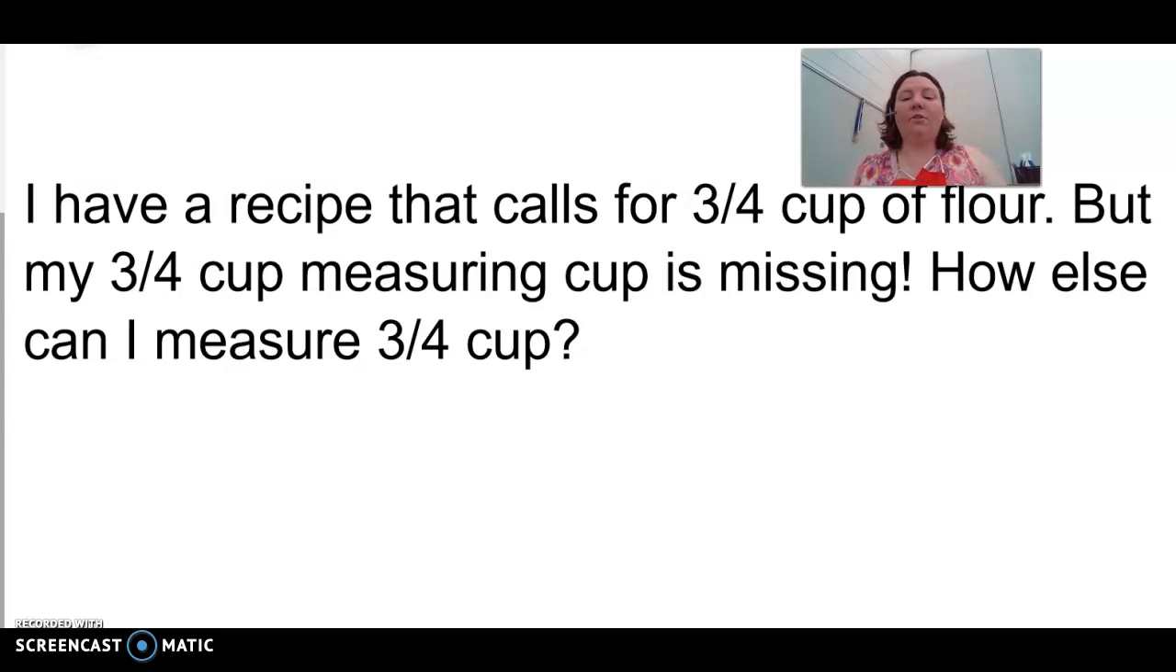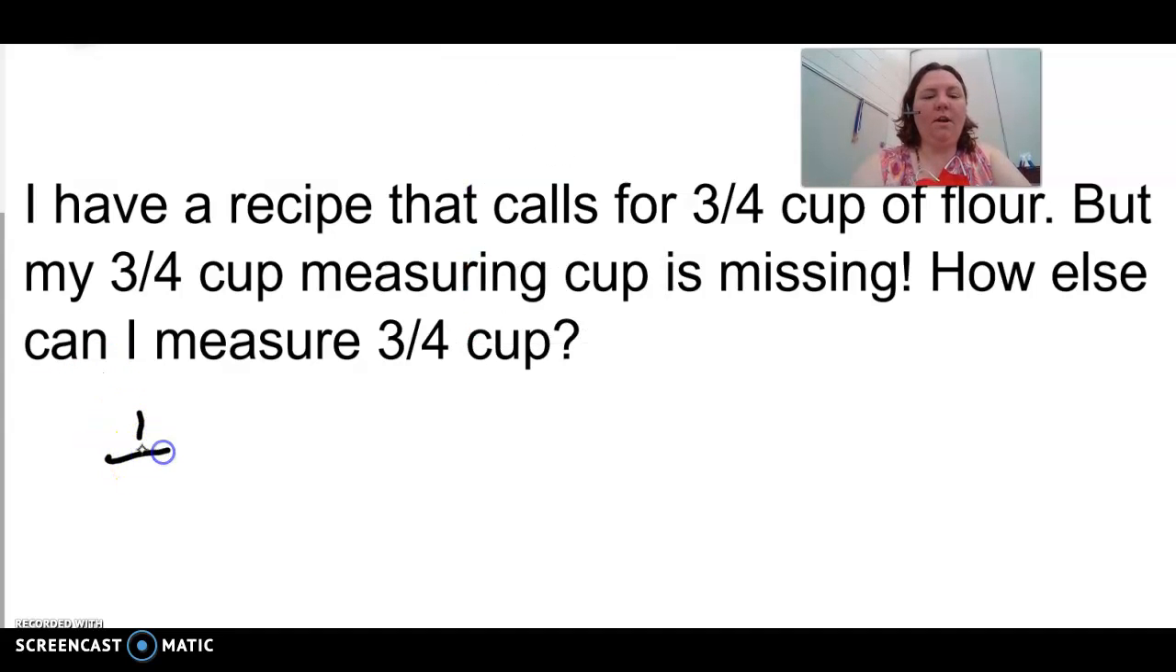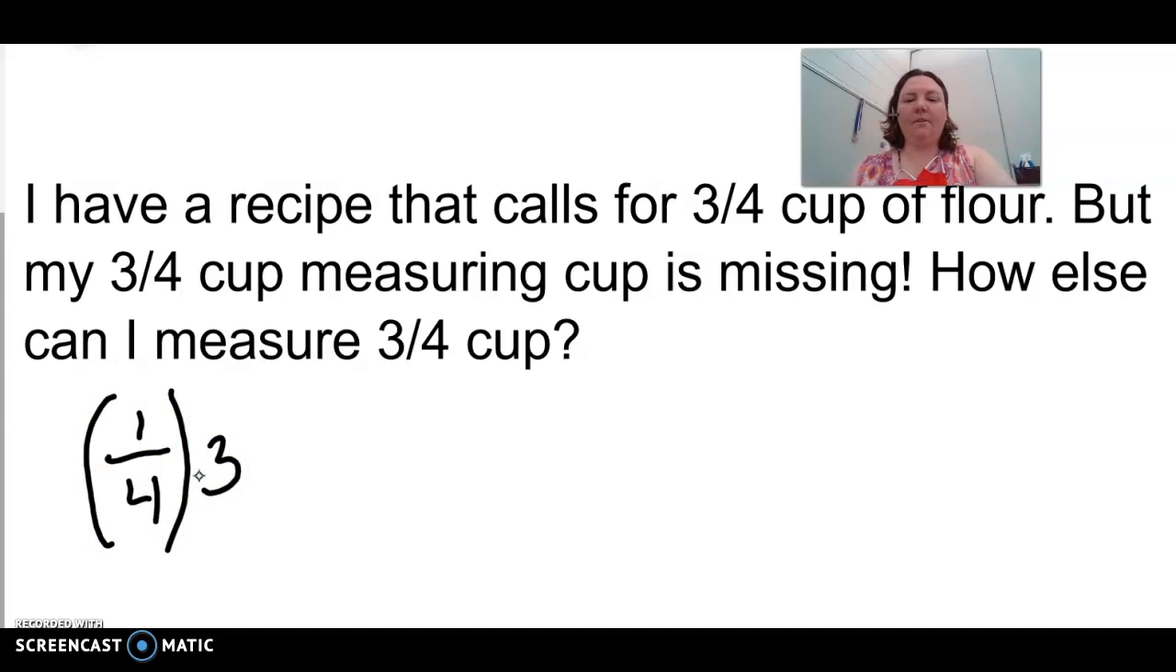How else could I measure 3/4 of a cup? So, yes, we could probably go borrow a 3/4 cup measuring cup from the neighbor, or we could think of a few other ways. If I have a 1/4, whoops, my pen isn't working. There we go. If I have a 1/4 cup measuring cup, I could use that 1/4 cup 3 times, and 1/4, 2/4, 3/4. Or I could say, well, I don't want to have to do that many scoops.